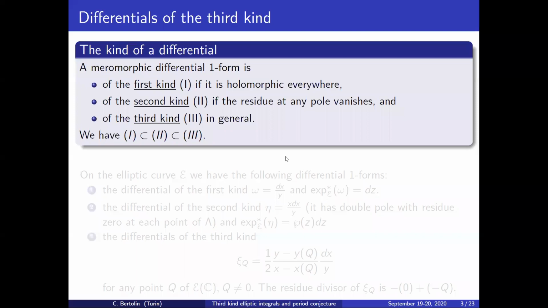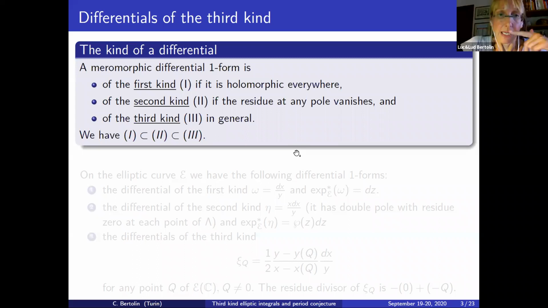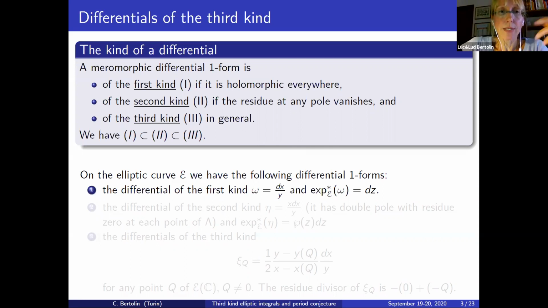are contained in the differentials of the second kind, and the differentials of the second kind are obviously contained in the differentials of the third kind. Now we will see which kinds of differentials we have on an elliptic curve. On an elliptic curve defined over C, we have a differential of the first kind.